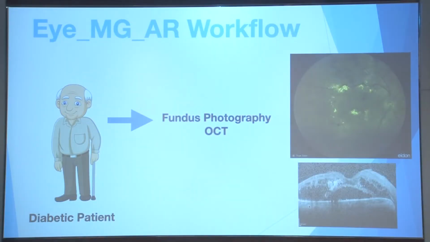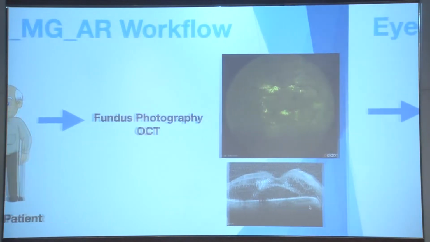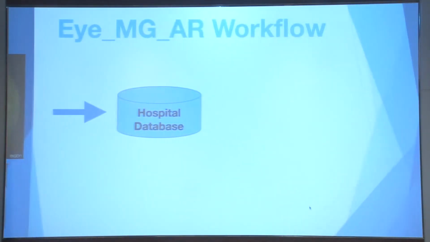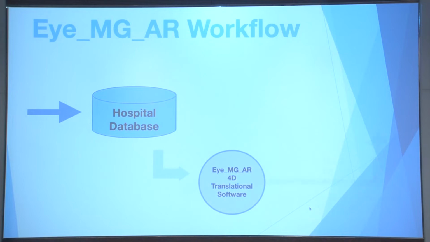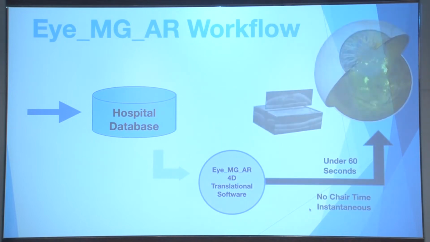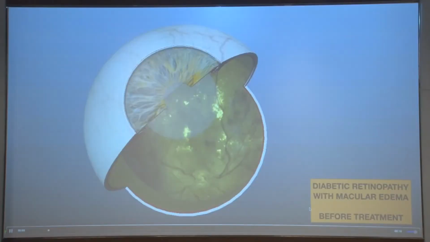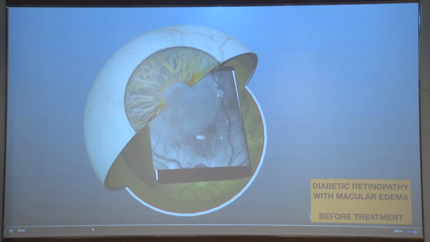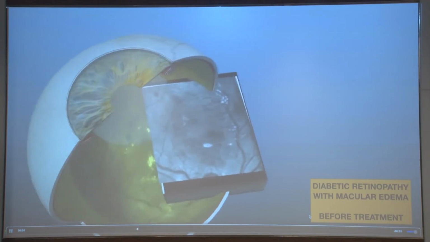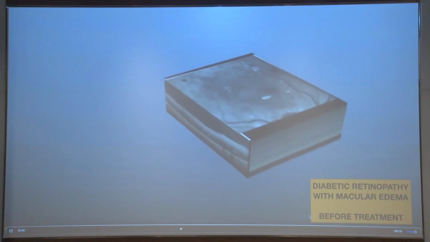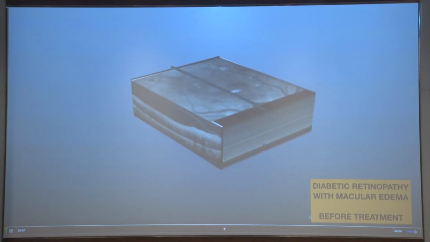A diabetic patient comes, we do a fundus and OCT. Once it enters the hospital database, we have this translational software attached to the database. Under 60 seconds, we get the holograms. So now the OCTs can also be taken along with their fundus, because we can superimpose one another, and we can choose the layers that we want.